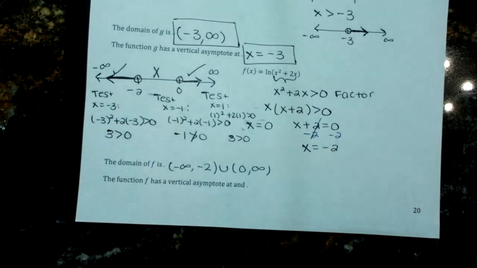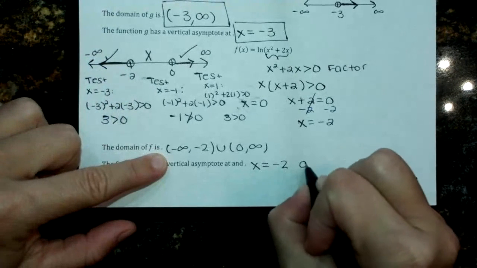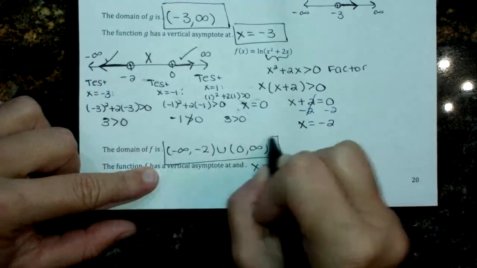Notice open circles, so notice the parentheses. And then vertical asymptotes, we have 2 different pieces now. So putting those 2 pieces in our vertical asymptotes, x equals -2 and x equals 0. So those are our 2 pieces.